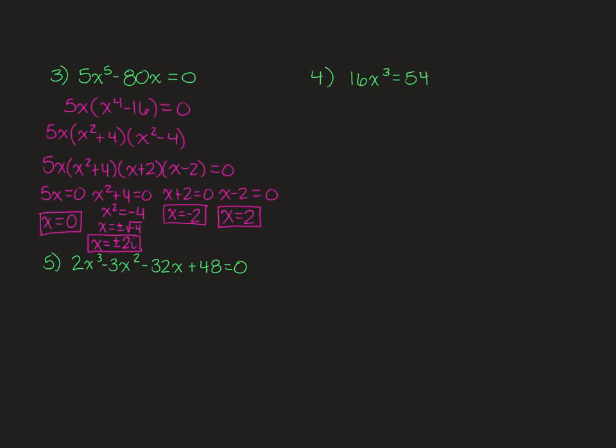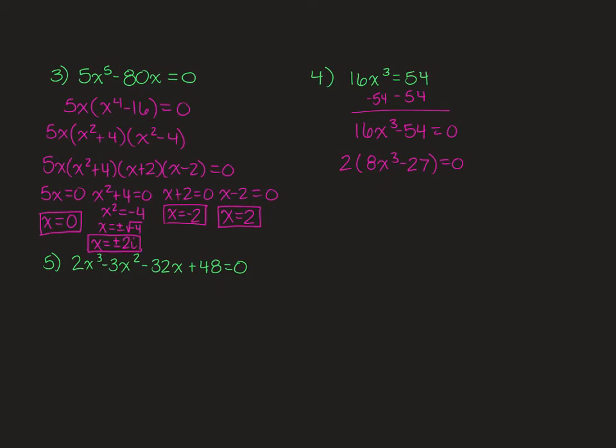Let's look at number 4 here. This one might get a little complicated. So first thing we need to do is set this equation equal to 0. So subtract 54 from both sides. 16x cubed minus 54 is equal to 0. You can factor out a greatest common factor of 2. That will leave you with 8x cubed minus 27 is equal to 0.